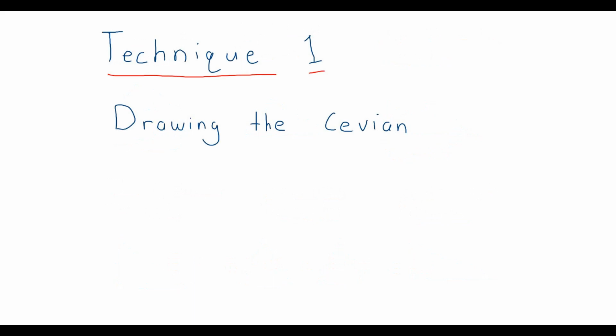Okay, so the first technique that we're going to use is something called drawing the Servian. Now, you might not have seen this word Servian before, but it's actually quite simple. A Servian just refers to, if I have some triangle like this one here, a Servian is any line joining the vertex to the opposite segment. So there you go. That's a red Servian internally.